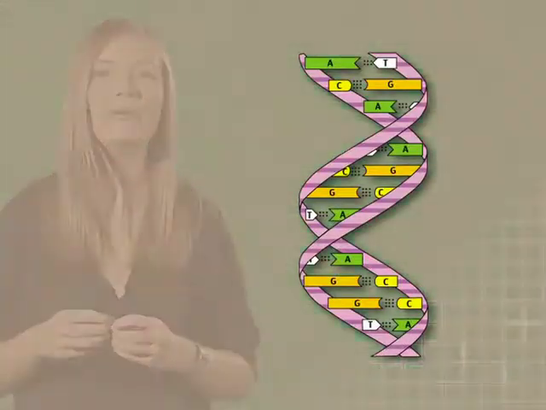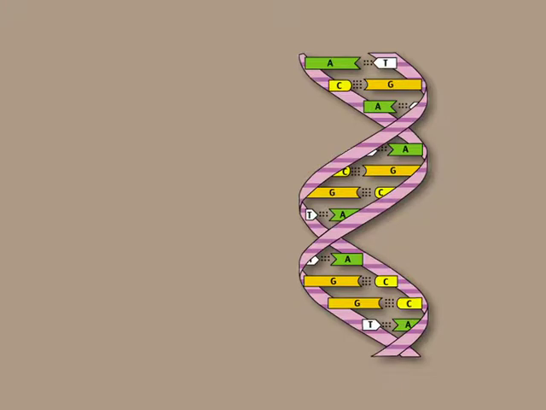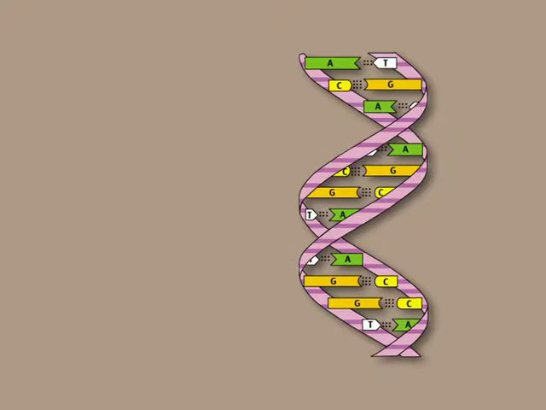In 1953, James Watson, Francis Crick, and Maurice Wilkins worked out the structure of DNA. DNA is a large molecule. It is a polymer made of many nucleotides. So we can say that DNA is a polynucleotide. It is a double helix. The backbones of the molecule are sugar phosphate ribbon strands, and slung across them like rungs of a ladder are the base pairs.